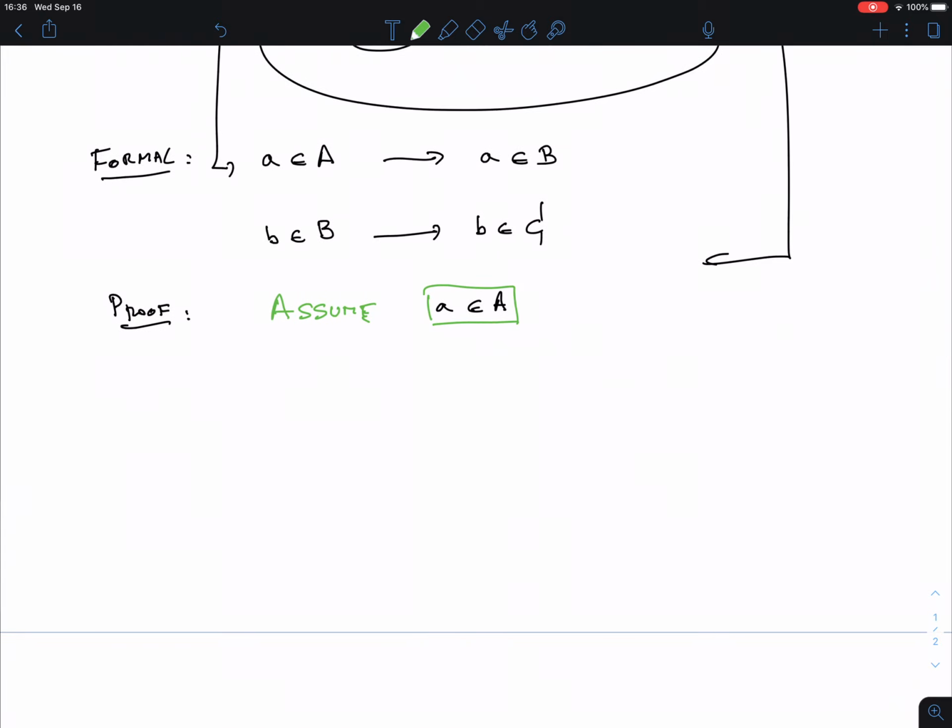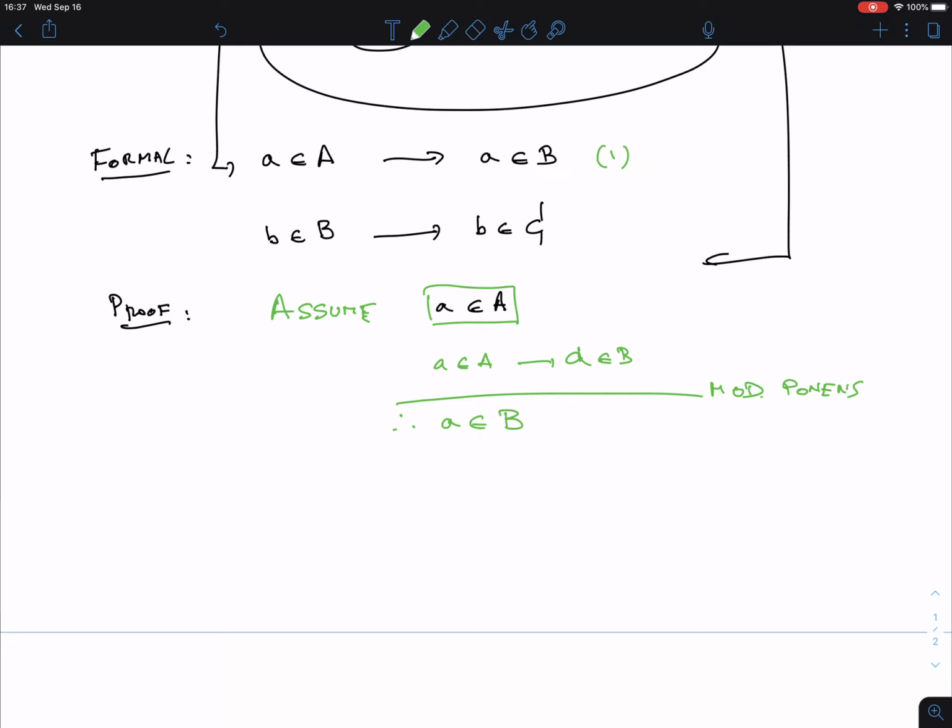But I have an implication here. This implication, let's call that implication 1. So I'll copy it here. A in A, then A in B. I have an implication. I know the hypothesis. Modus ponens. You remember that guy? Modus ponens tells me I can make the conclusion: A lies in capital B.